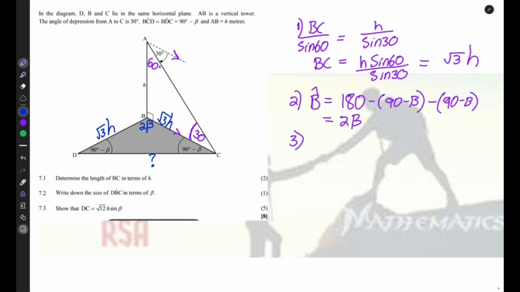For question 7.3, show that DC is root 12h sine beta. Yeah, I'm looking at the great triangle because that's where DC is located. I filled in everything that I know, so because it's an isosceles, I have 2 sides that equal to root 3h. And if I look at that, I have 2 sides and an included angle. So I can actually use sine rule or cos rule in this case because I have enough info. I'm just going to go for cos rule because I think it's a bit easier for this specific one. So I can say DC squared is equal to DB squared plus BC squared minus 2DB BC and then cos of angle B. So let's just fill in all those values and then simplify it as far as possible.